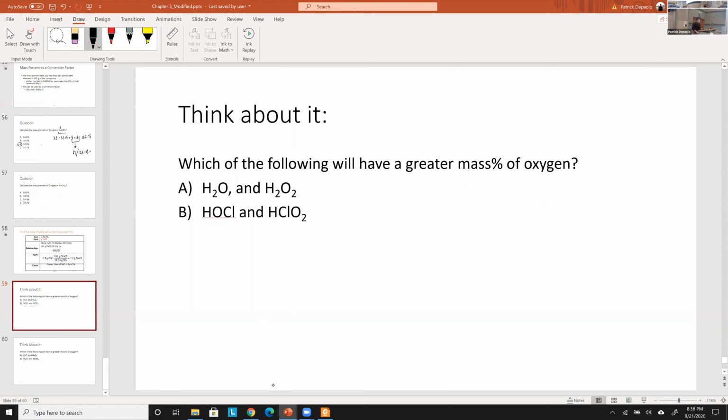What about the next one? Greater mass percent of oxygen. A or B? First one or the second one? 1 or 2? Yeah, it's not a trick question. You're right, it's 2. I looked at that too. I'm like, that's too easy. Wow. Okay. So yeah, greater mass percent of oxygen. You're going to have more oxygens. Everything else is the same. So it'll be the greater mass percent.